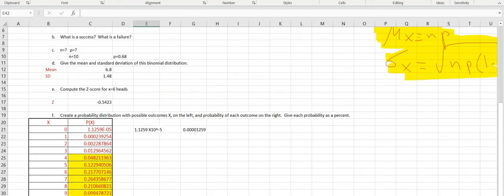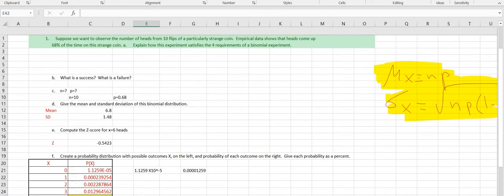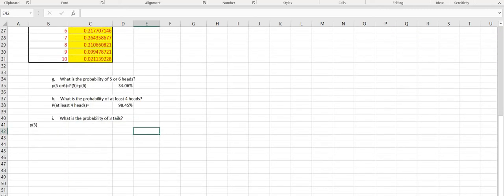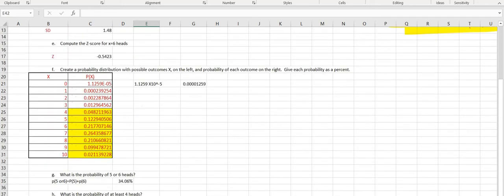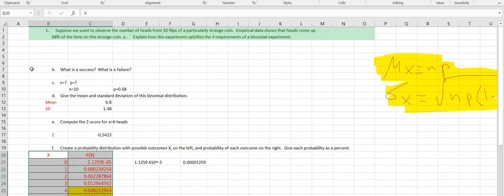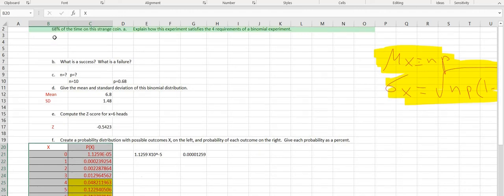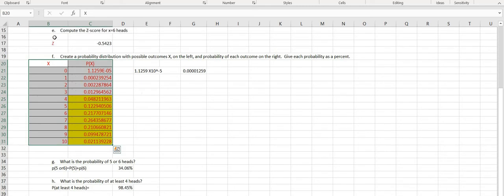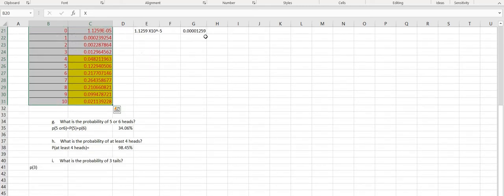From the last example, we solved this question, and then I stopped at the last part. The last part says, what is the probability of 3 tails? Remember, the probabilities computed in this distribution is the probability of heads. So we don't have a table that computes the probability of tails for us, because the probability of success, which is getting heads, is given, but the probability of failure is not given. So I can compute the probability of failure to answer that specific question.